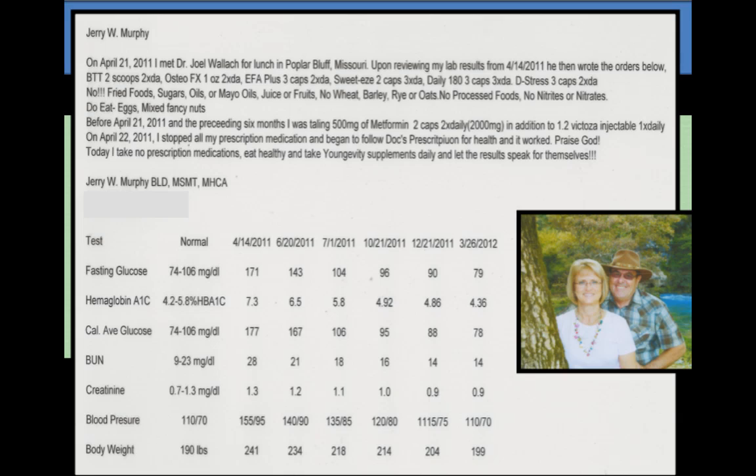Look at his fasting glucose, from April 14th to October 21st. Wow. His hemoglobin A1C, 7.3 down to a 4.92. His creatinine, this is kind of a measure of where we have protein being lost in the urine, has gone down. Blood pressure, you can see the numbers. Body weight, you can see the difference. When you give the body what it needs, it will do some amazing things.